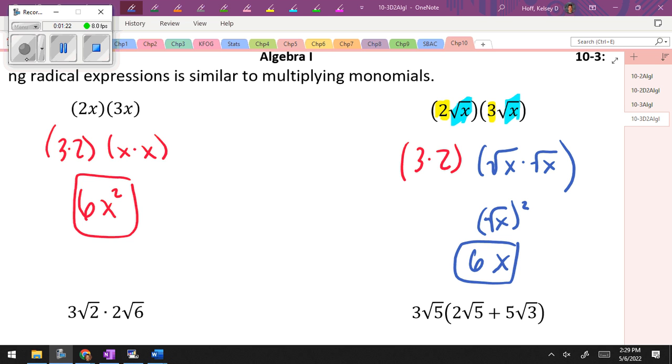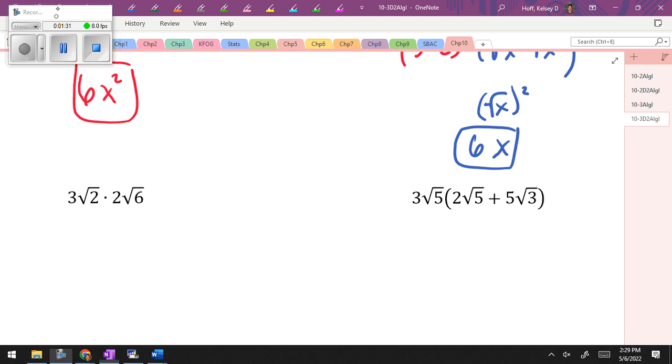Okay, so this is our goal today, same concept. You're going to take your coefficients out front, multiply them together, take your radicals, and multiply those together as well. So let's jump down to this 3 square root 2 problem.